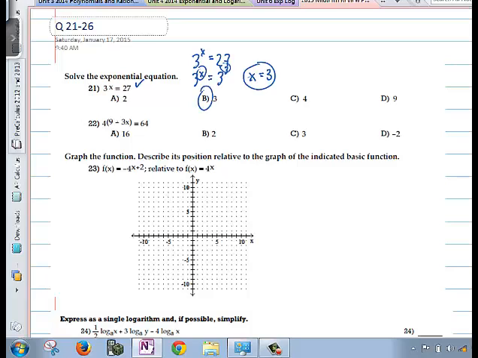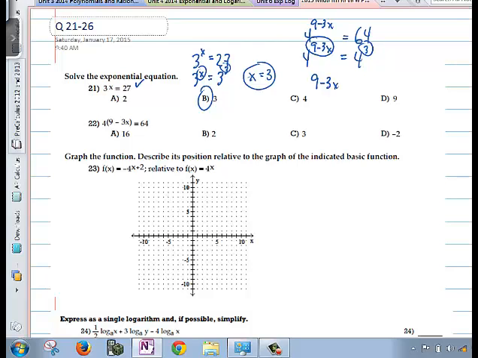Moving on to the next one, we have something a little bit more complicated. We have 4 to the 9 minus 3x power. That's quite a bit in the exponent spot there. And we have 64. Now we just switched the base because 64 is a base 4 number. So this is 9 minus 3x equals... 64 is equal to 4 to the third power, thus signifying that we set the exponents equal.